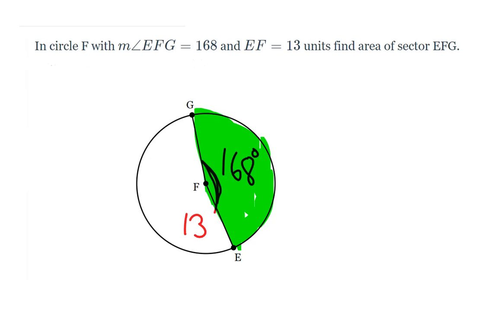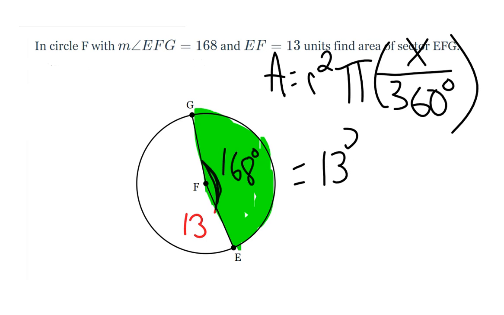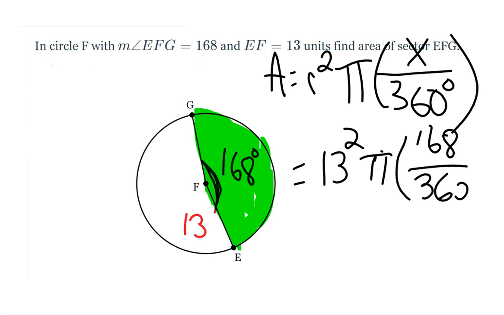So I'm going to use my same formula. For my area of a sector, I want to use my radius squared times pi times whatever section of the circle I have, divided by 360. Just got to plug and chug now. My radius was 13, so I have 13 squared times pi times 168 over 360.